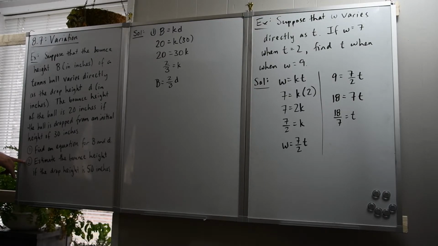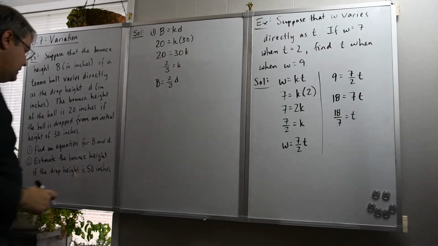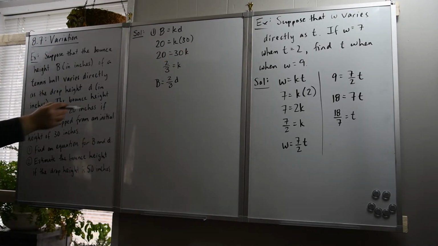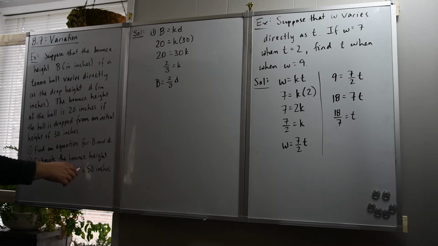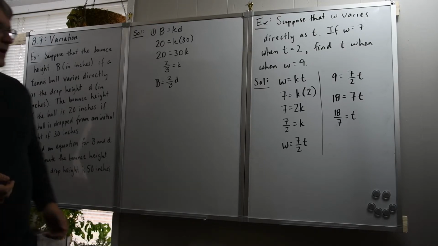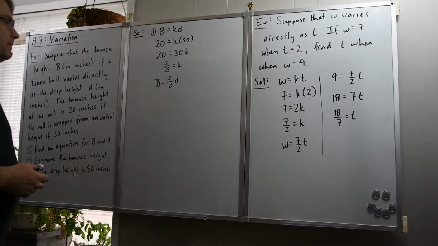This is going to help us with part 2: estimate the bounce height if the drop height is 50 inches. Well, remember the drop height, once again, is D. So this is sort of like the example that I have on the rightmost board here. We already have our equation involving B and D, but when we say estimate the bounce height if the drop height is 50 inches, what we're really asking is what is B when D is equal to 50? It's kind of like saying what is T when W is equal to 9?